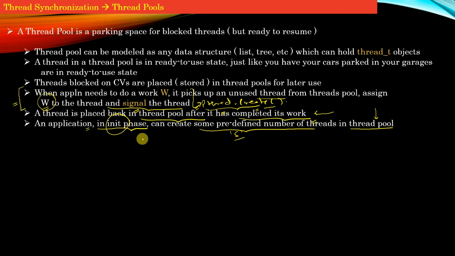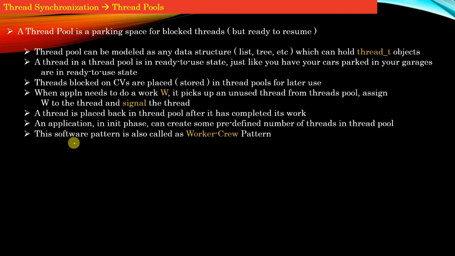It is sometimes better that only in the initialization phase the application invokes the pthread_create API 5 times, but after that, during the entire lifetime of the application, it may never need to invoke pthread_create because the threads are there in the thread pool for use. This software pattern is also called the worker queue pattern. Here the threads which are parked in the thread pool work as worker or queue threads on behalf of the application using the thread pool.